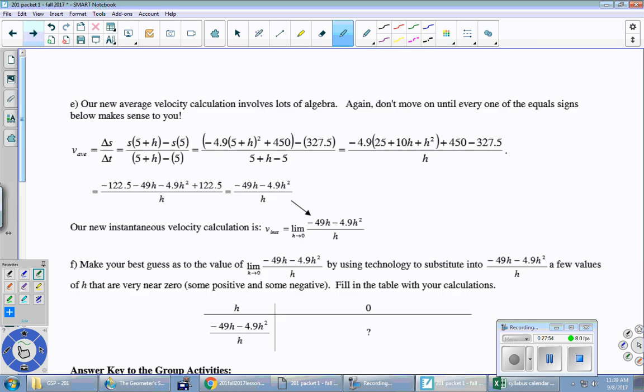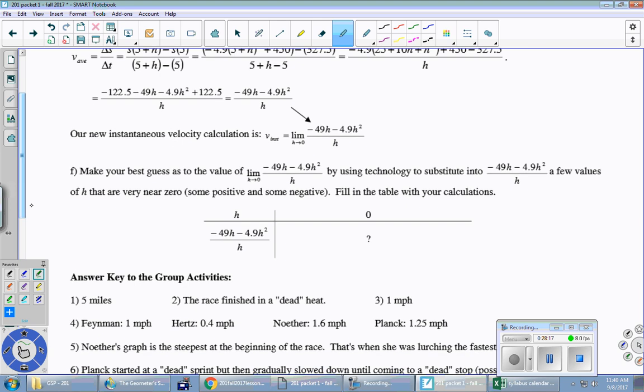And so on the next page, I think here are the big calculations: s of 5 plus h minus s of 5, over 5 plus h minus 5. We do the calculations. You're going to do some number crunching with the help of a graphing calculator, or Wolfram Alpha or something. And you'll, again, hopefully make your best guess. And it says, hey, looks like these numbers are approaching negative 49. And that's our estimate. Notice that in this case, we're taking h and sending it to 0. Before it was t going to 5, now it's h going to 0.